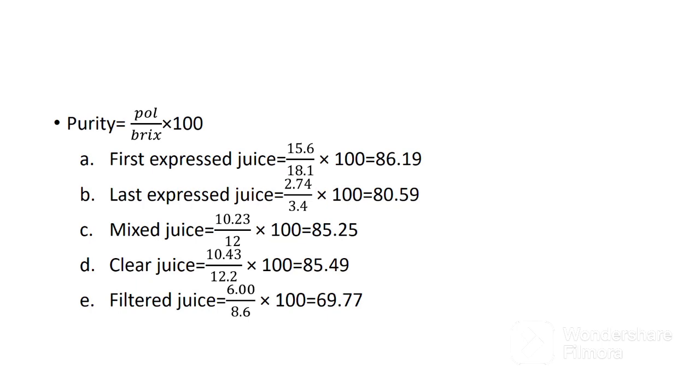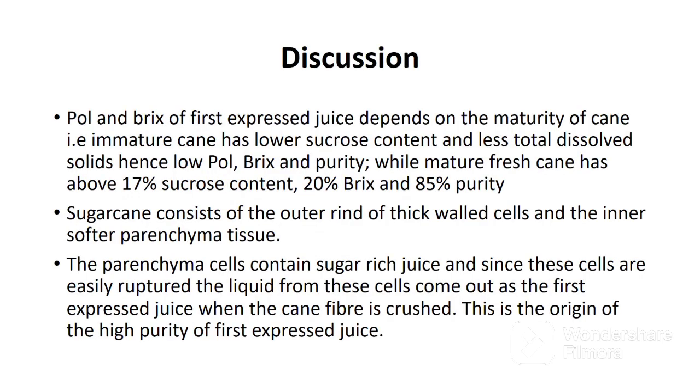Pol and Brix of first expressed juice depend on the maturity of cane, i.e. immature cane has lower sucrose content and less total dissolved solids, hence low pol, Brix and purity. While mature fresh cane has above 17% sucrose content, 20% Brix and 85% purity.